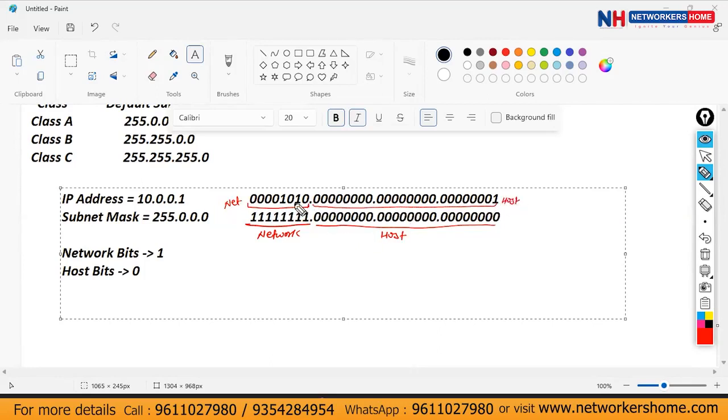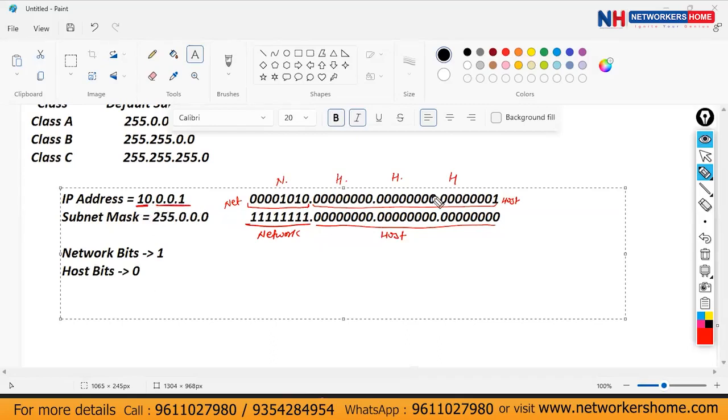You just need to compare your IP address with the subnet mask. The number of bits denoted by 1 in your subnet mask are your network bits, and the same number of bits in your IP address become your network. So can I say that the first octet belongs to the network? Yes, because the first octet in your subnet mask is completely 1. So this octet belongs to the network and the remaining 3 octets belong to the host.